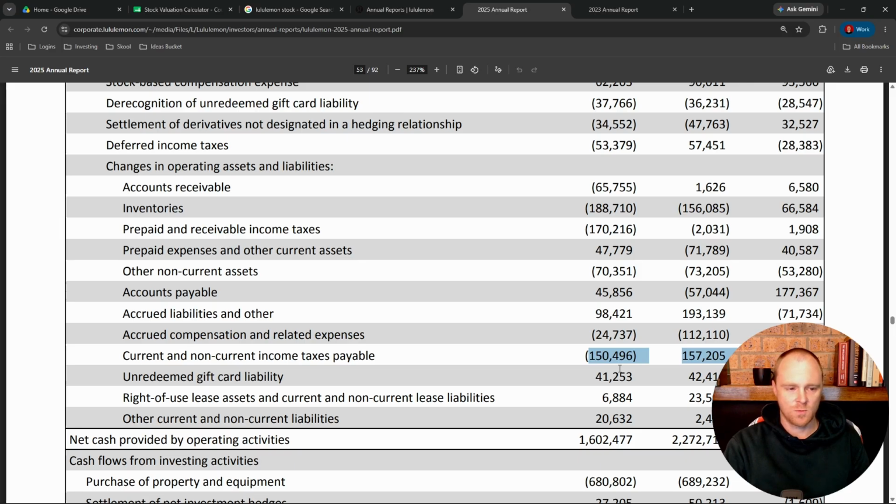Current and non-current income fluctuates through the years by quite a lot. And then we get down to the bottom and we've got net cash provided by operating activities. So 2.3 or 2.29, 2.27 billion, and then 1.6. So we can see that our net cash provided by operations has decreased a fair whack this year. We can see that here it's negative, here it's negative. We've got an accounts receivable hit for this year, which hasn't been there in the previous years.